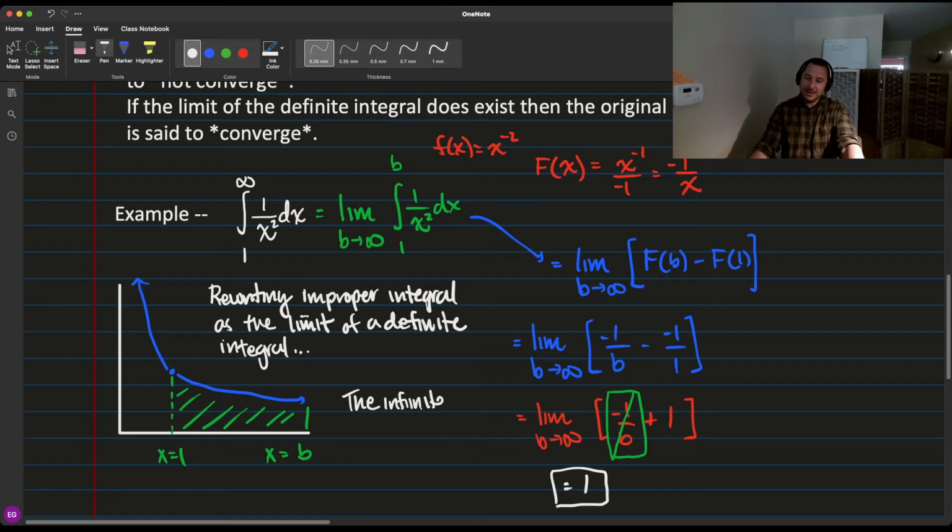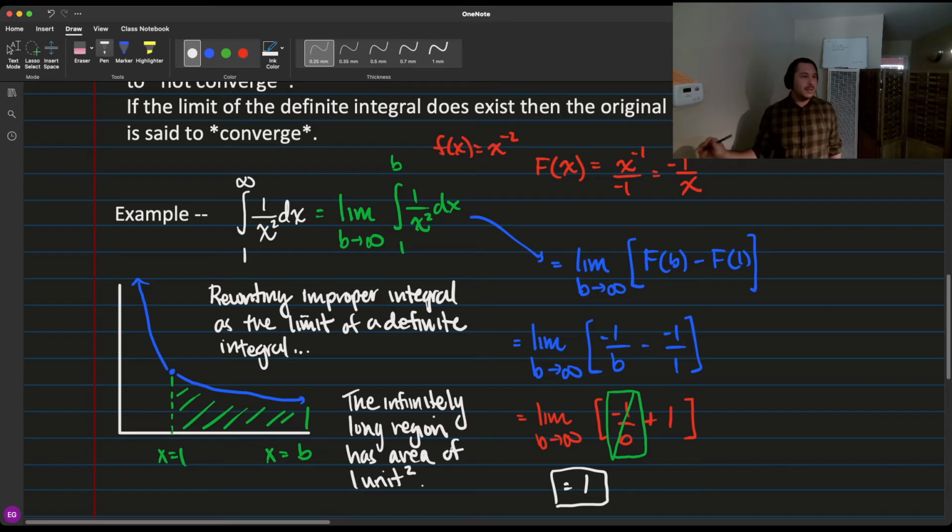The infinitely long region, because it goes from 1 to infinity, has area of 1 unit squared. Because that's what, right? Because the unit of area is units squared. Sorry, I'm struggling making words. Okay. Which is sort of weird. Like, if you keep on accumulating area under 1 over x squared, somehow the area is 1.